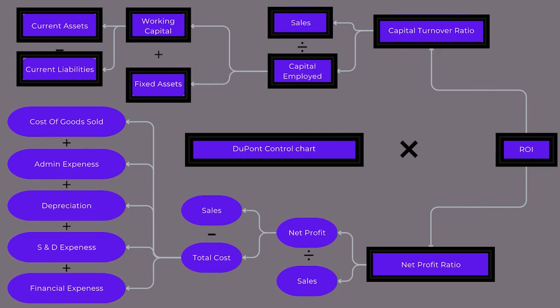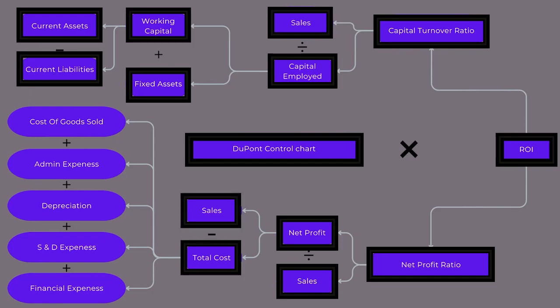What was the first ratio we used? Capital turnover ratio. Okay. This is the second one which I am going to explain. So what is this net profit ratio? It is found out by net profit divided by sales. So what is net profit? It means sales minus total cost.